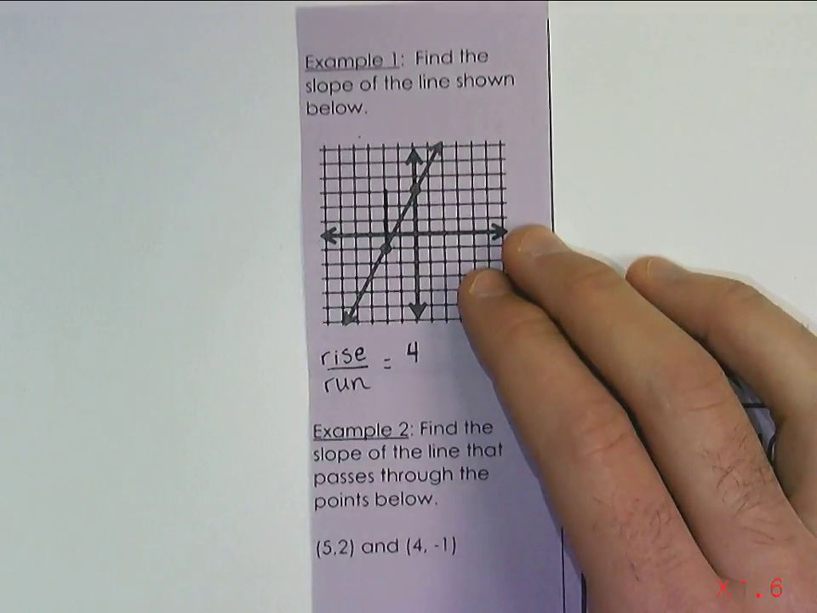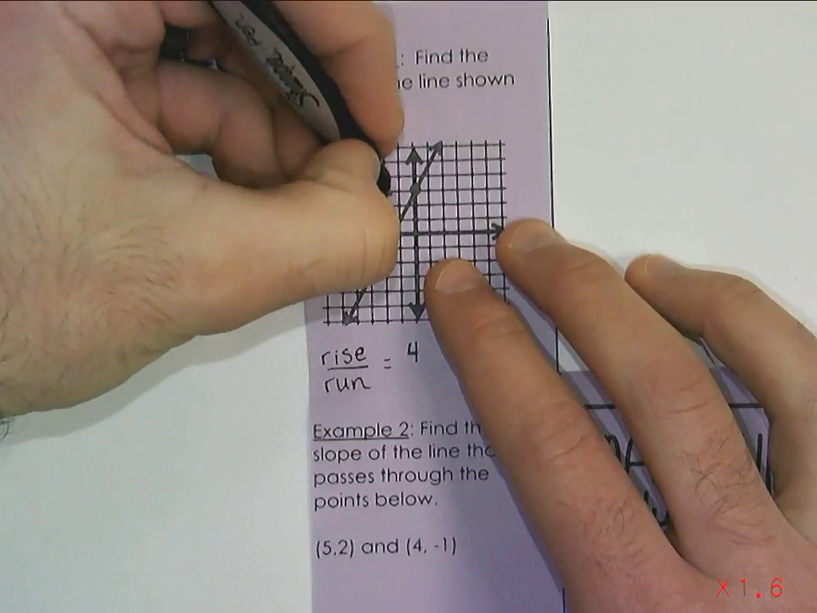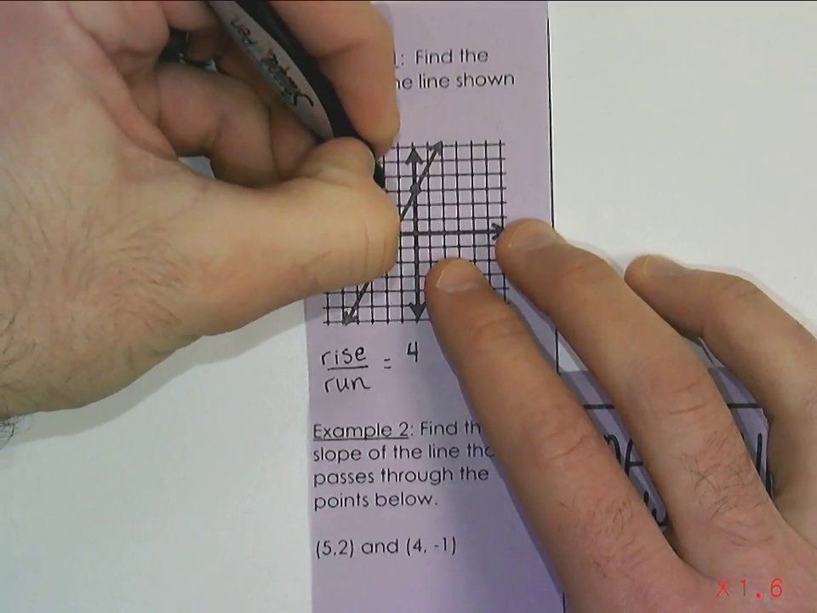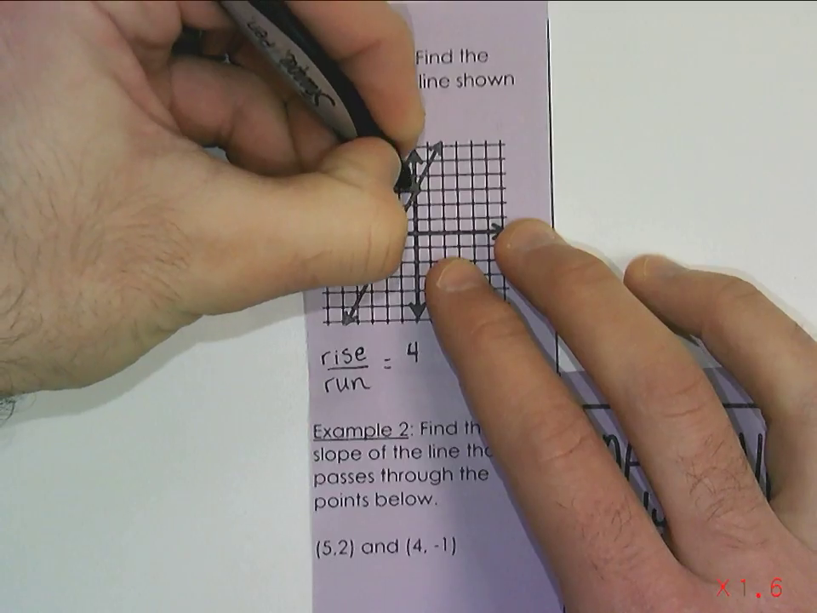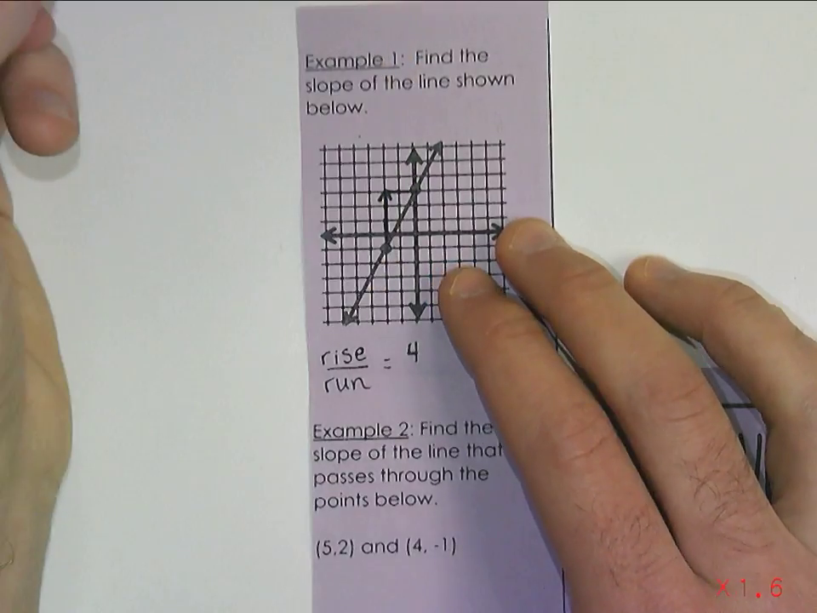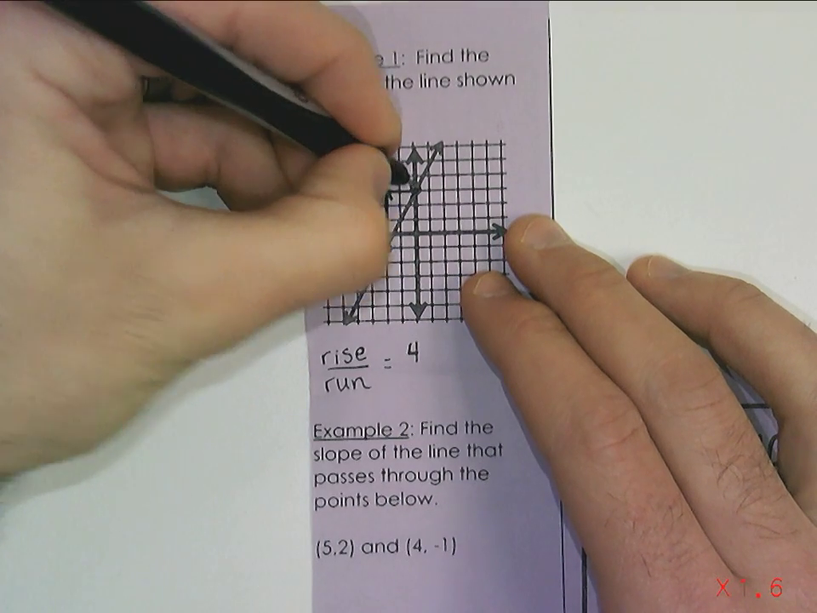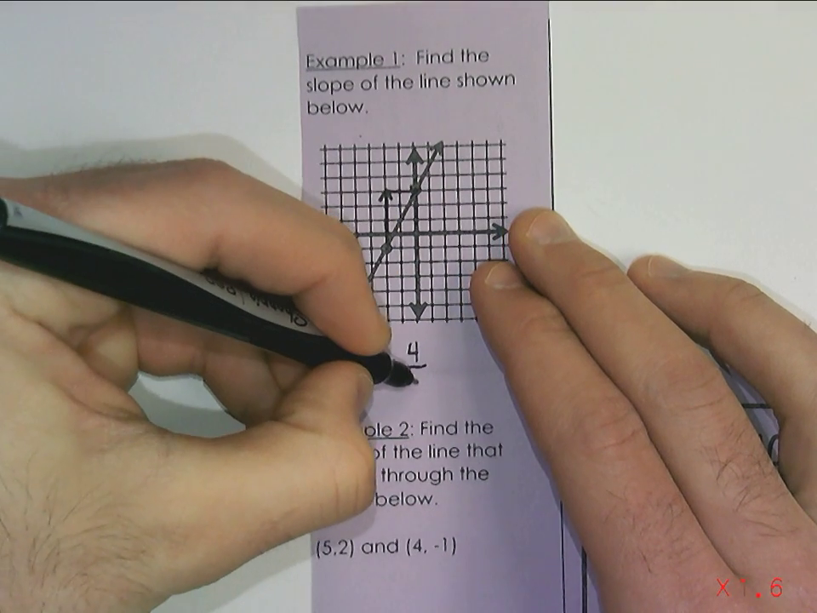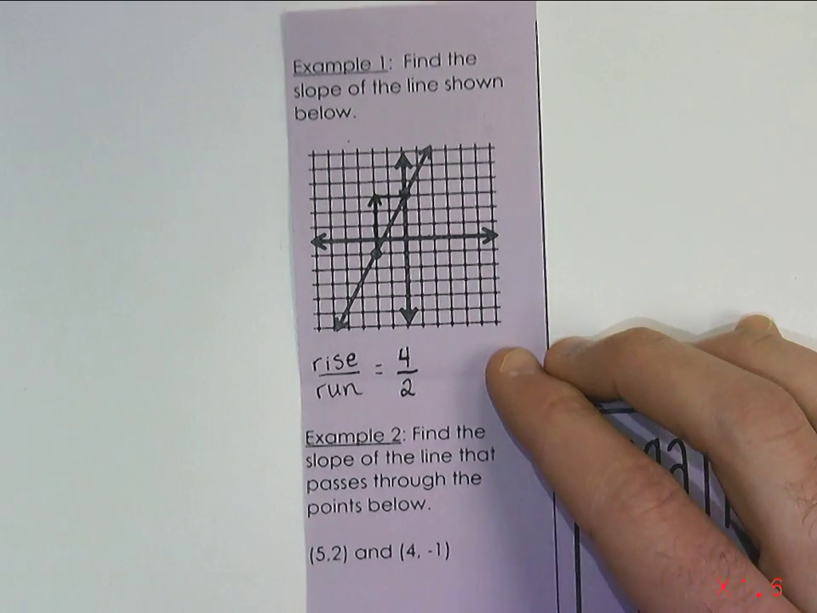And then I need to see how many spaces I need to move to the right in order to get to this point. Well, when I do that, I'm just going to put an arrow on here, move 1, 2, and then I've ended up at my next point here, which is 0, 3. So we moved 2 spaces to the right, so that's our run. We went 2 to the right, how we moved along our x.